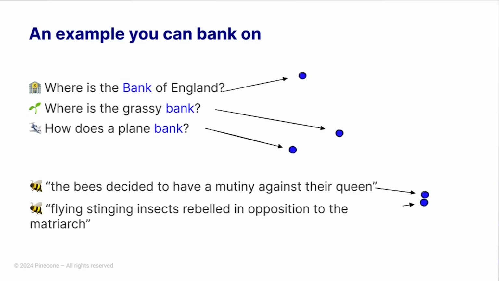This is because the queries are talking about different things. So bank in the Bank of England is pretty far apart from how does a plane bank. And you can see they're sort of shooting off in different directions and they're landing further apart.